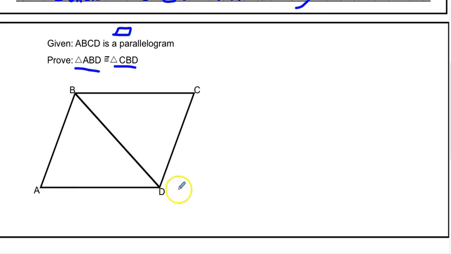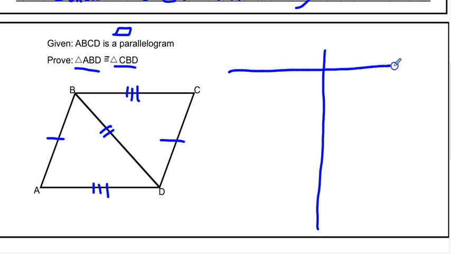We want to prove that these two triangles are congruent. Well, to start off, if we know that this is a parallelogram, we know the opposite sides are congruent. And I also know that these two triangles share this side. So what you see here is, well, I actually have side congruence already. So that's one way I can do it. So let's write that out. So we have our statements, and we have our reasons.